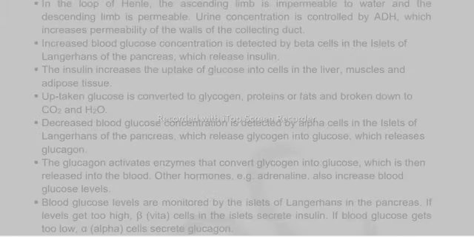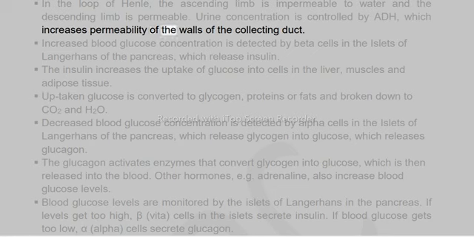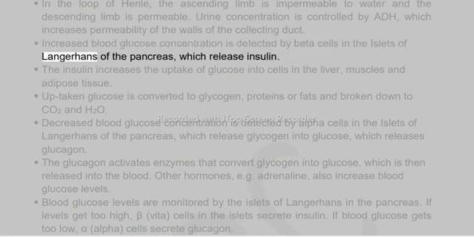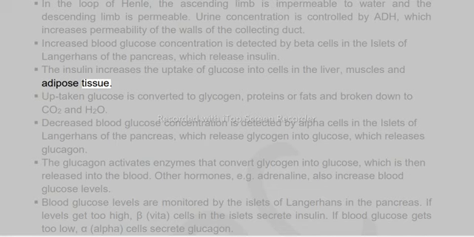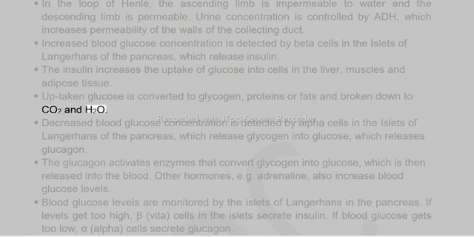In the loop of Henle, the ascending limb is impermeable to water and the descending limb is permeable. Urine concentration is controlled by ADH, which increases permeability of the walls of the collecting duct. Increased blood glucose concentration is detected by beta cells in the islets of Langerhans of the pancreas, which release insulin. The insulin increases the uptake of glucose into cells in the liver, muscles, and adipose tissue. Uptaken glucose is converted to glycogen, proteins, or fats and broken down to CO2 and H2O.